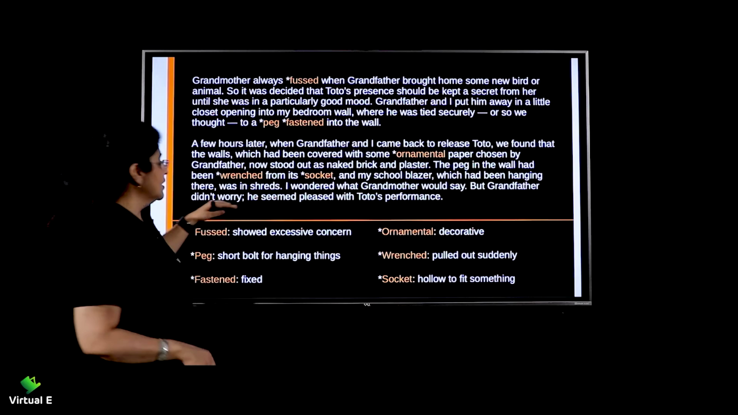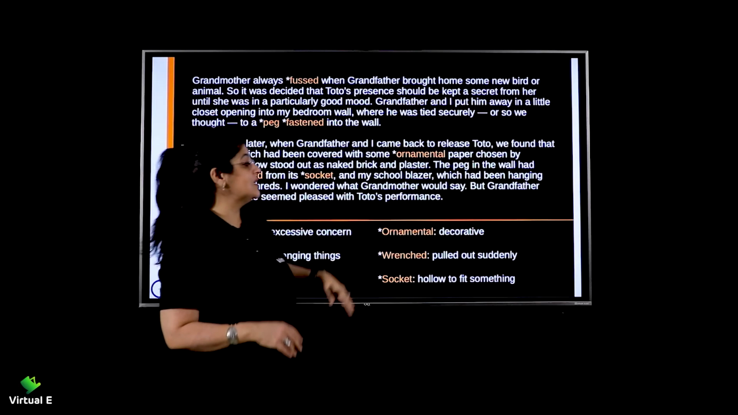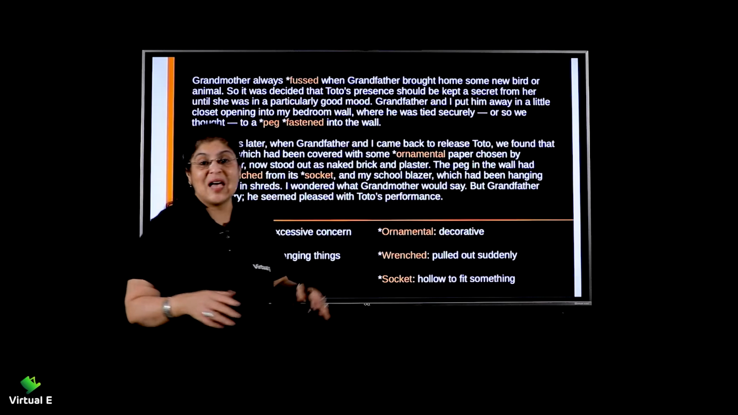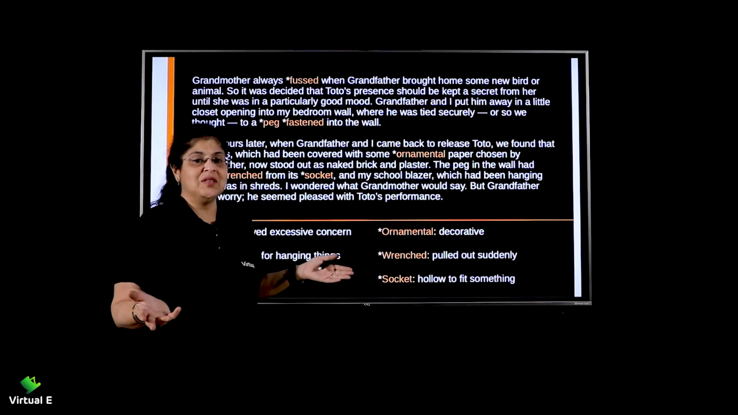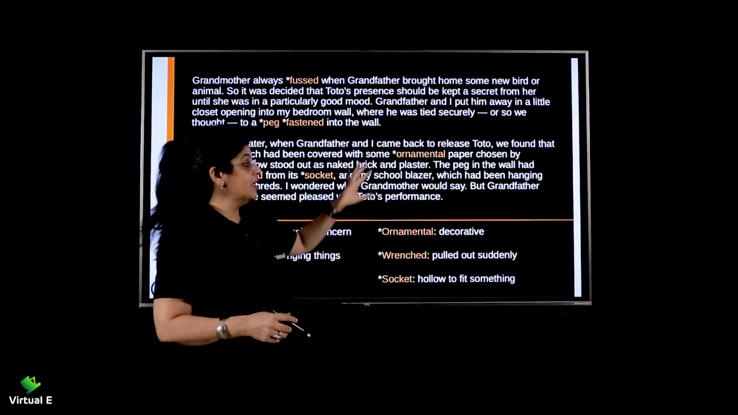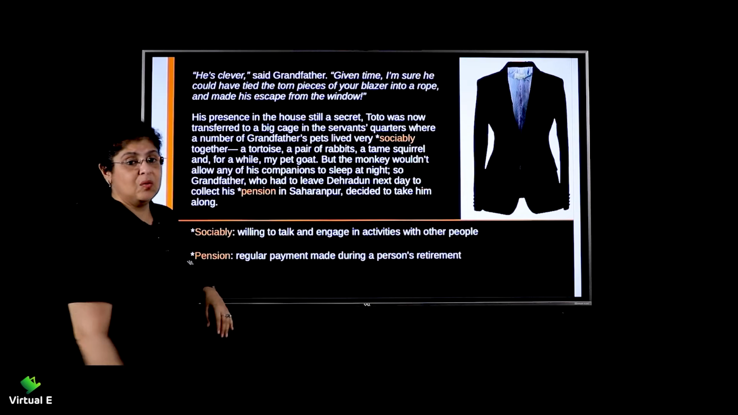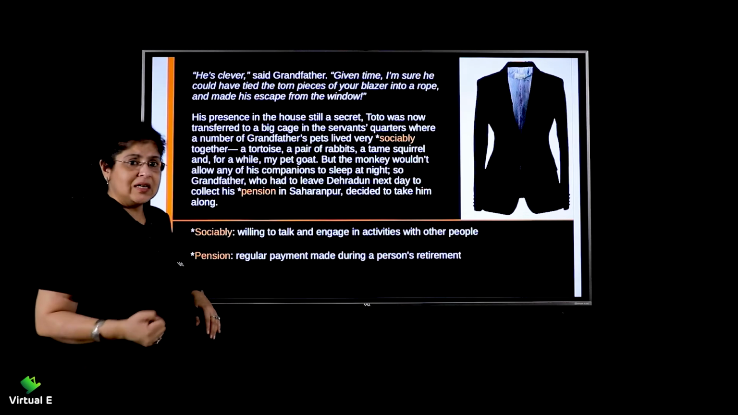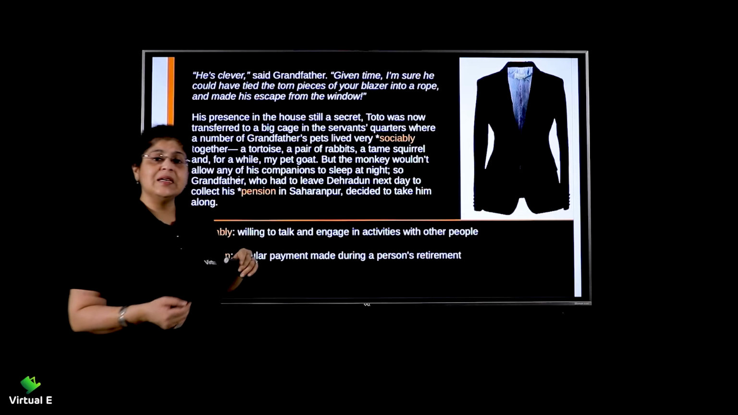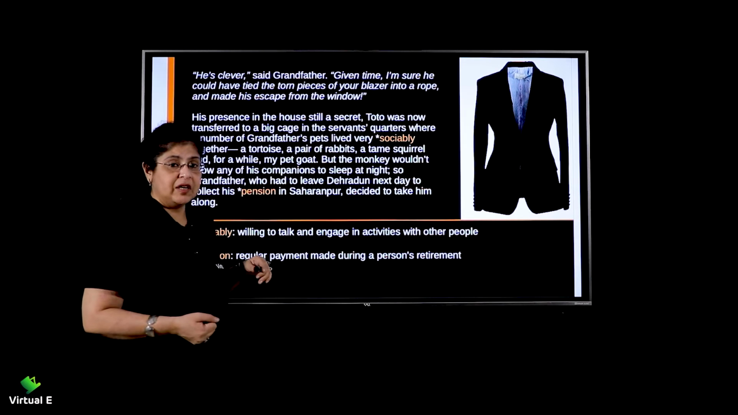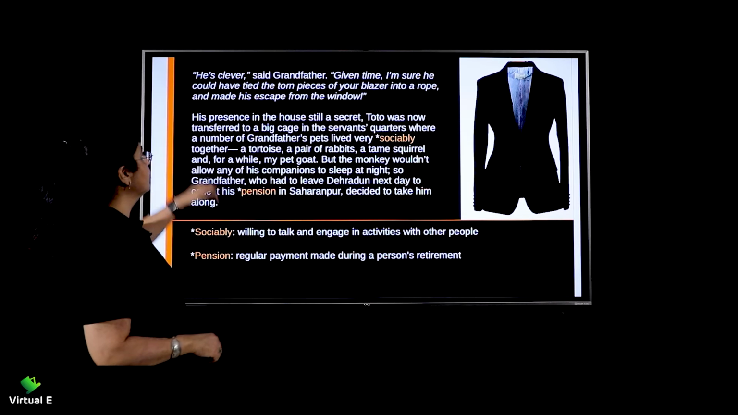But grandfather didn't worry. He was calm. He seemed pleased with Toto's performance. He was happy. He said, okay, he's done something. He was fine with it. Not an issue. But remember, this was the first mischief. There'll be many more coming your way. So keep jotting down in small points so that you get the sequence. It's not necessary that you put it up in sequence, but just that you'll remember it easily. So, I'm asking you to do it.